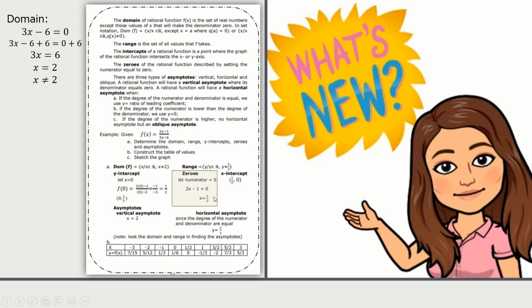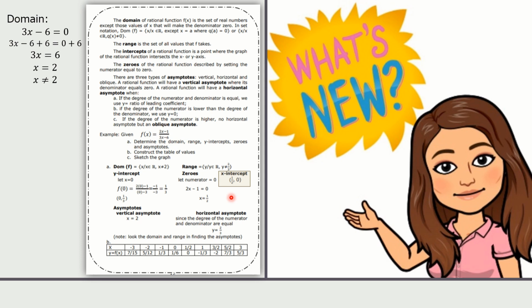Now let's proceed to zeros. To get the zeros of the function, we equate the numerator to 0. Thus, we get 2x minus 1 equals 0, x is equal to 1/2. Thus, we have the x-intercept to be 1/2, 0. All right? Now, this time, we are going to get the asymptotes.